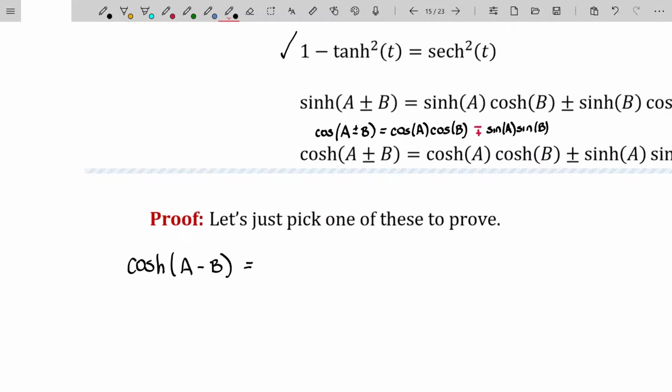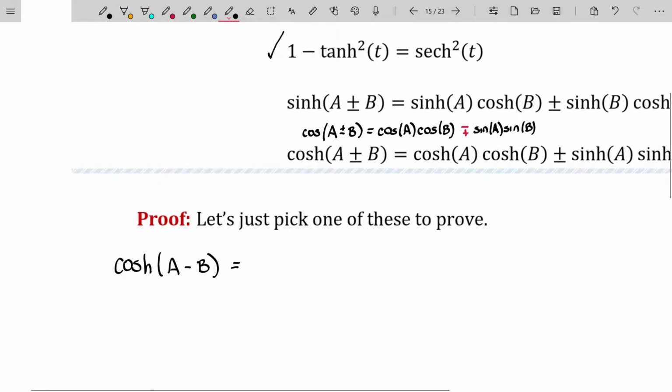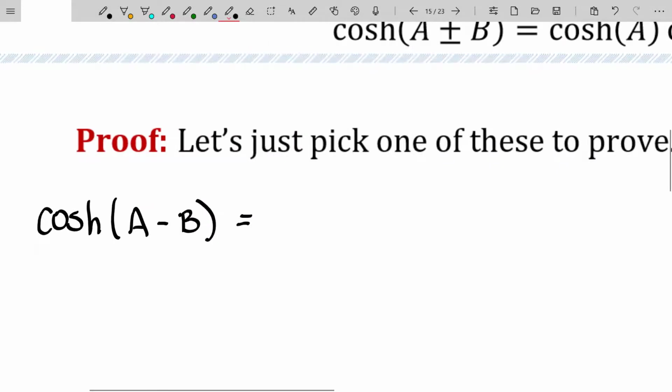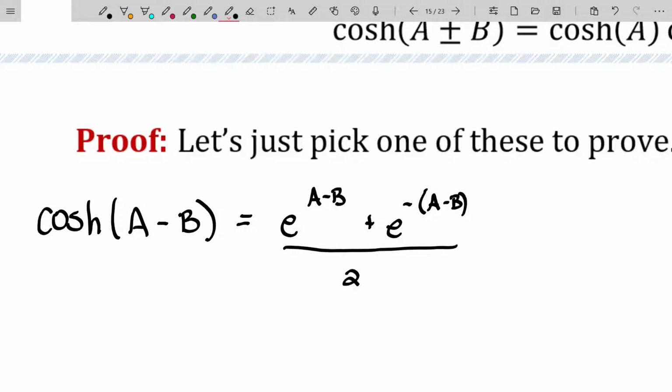You want to prove that the cosh of A minus B is equal to cosh of A, cosh of B minus sinh of A, sinh of B. Well, let's see how this works. The first thing I'm going to do is trade the cosh out for its exponential form. So this is e to the A minus B plus e to the negative of A minus B, all over 2. Turns out the hyperbolic identities are easier to prove because they're just manipulations of exponential functions.